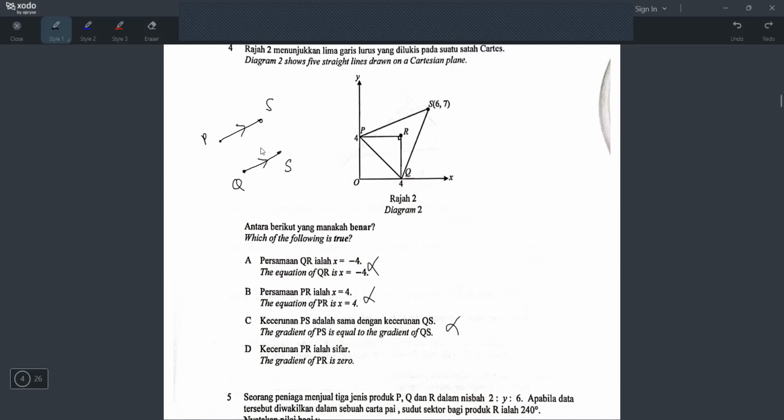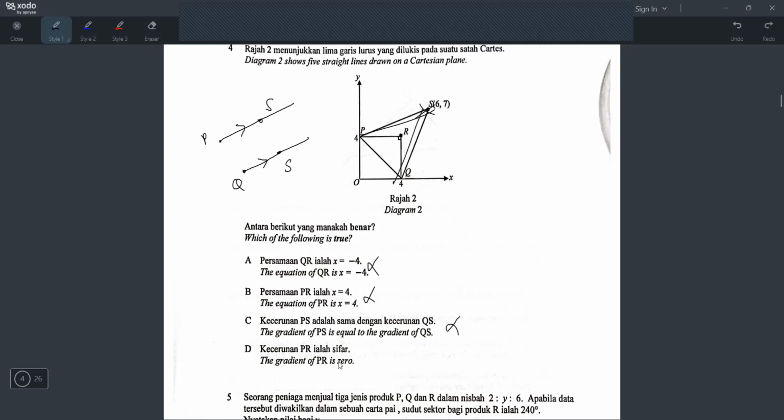And it means these two lines, when you extend this line, they will not touch each other. Okay, they will not meet each other. But if you look at this diagram, PS and QS, they have an intersection point. So definitely they don't have the same gradient, because if they share the same gradient, they will not meet each other. When you extend the line, they will not touch each other if they are parallel. So C is wrong.